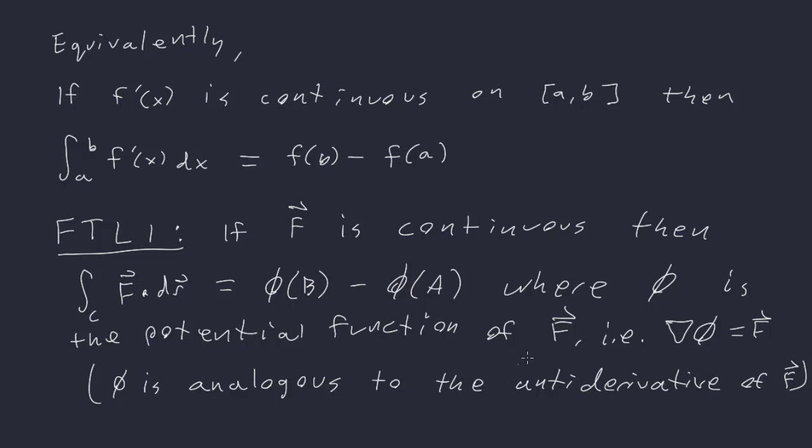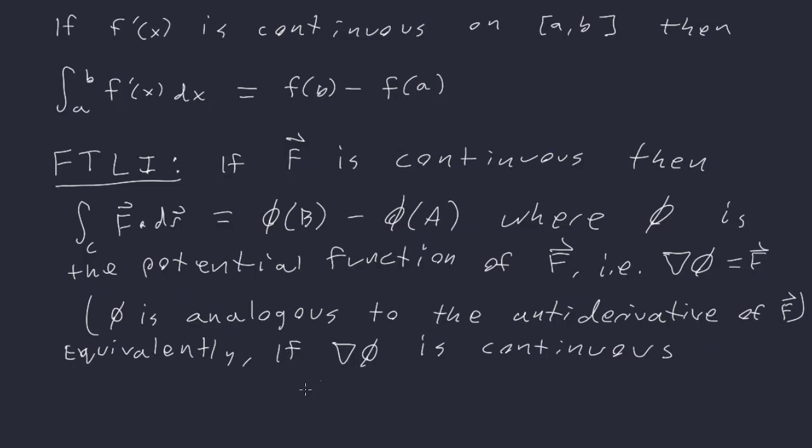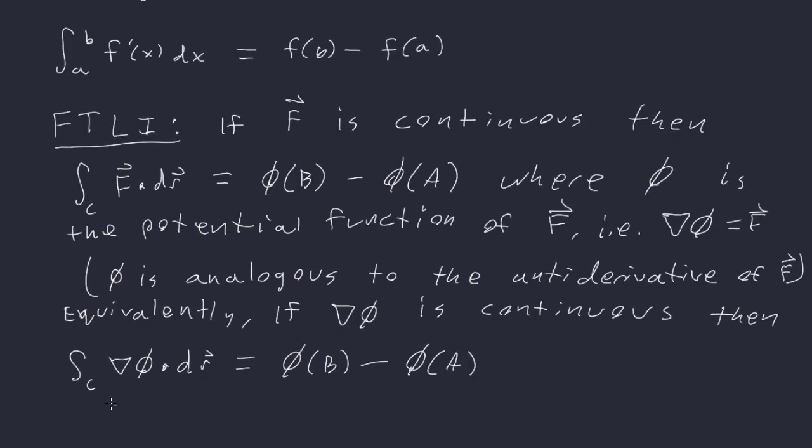So phi is analogous to this same idea. It's basically the antiderivative. So the potential function of a vector field is essentially the antiderivative. Or equivalently, if the gradient of phi is continuous, then the line integral over C of the gradient of phi dot dr is phi of B minus phi of A. We're saying the same thing. The gradient is analogous to the derivative.